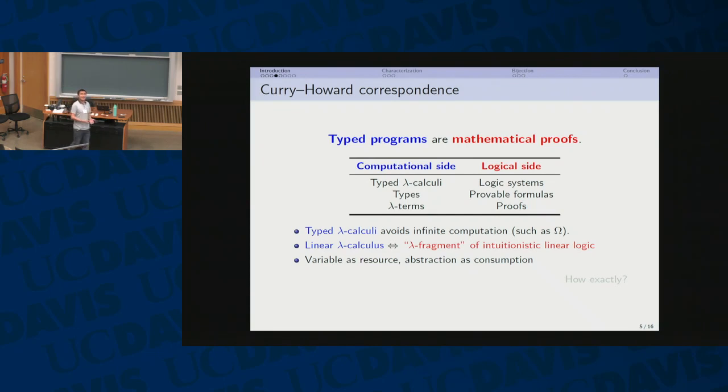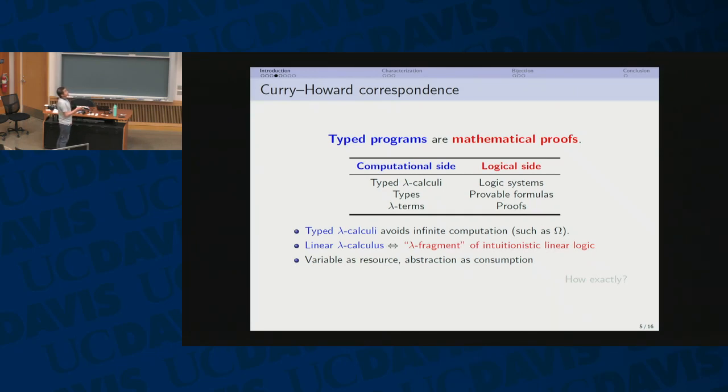It comes from what we call the Curry-Howard correspondence, in which we essentially say that typed programs are equivalent to mathematical proofs. More precisely, we'll look at typed lambda calculi. We type the terms in the lambda calculus in order to avoid infinite computation, as we have seen with the term omega, for example. And then, if we take such a system, it will correspond to a logical system.